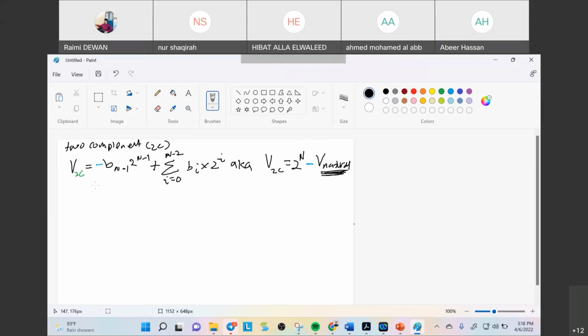For two's complement, the range that we will have is actually from negative 2^(n-1) until 2^(n-1) minus 1. Don't use this in the exam. This one is for me to write easily. You need to write the range as value between negative 2^(n-1) and 2^(n-1) minus 1. Understand? This is just to make my typing easy.